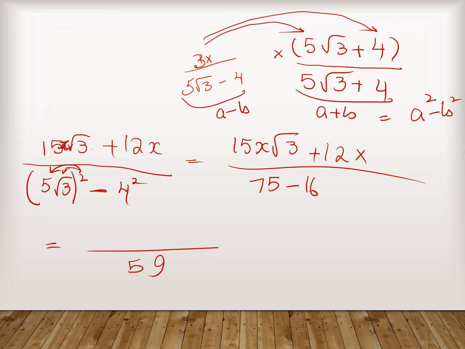But what will happen with the numerator? There is 15 and there is 12. You know that 3 times 5 is 15 and 3 times 4 is 12. So what is common among them? 3x is common among them. So from the first term, what is left? You will have 5 square root 3 left. Plus what is left from the second term? 3 is outside, so only 4 is left. So that would be your answer.